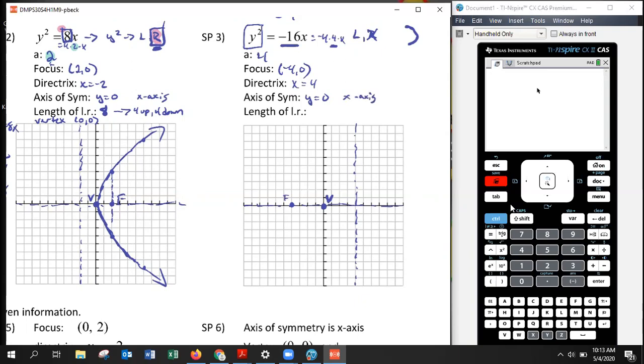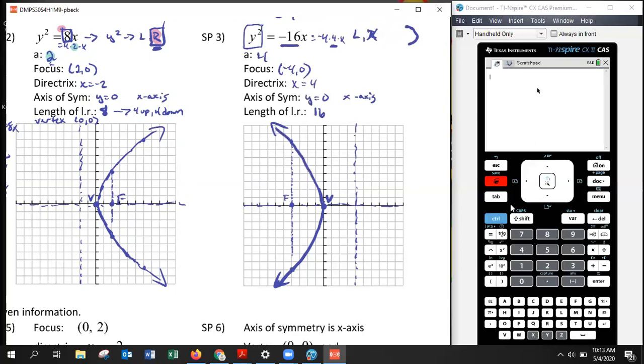The length of the latus rectum is not going to be negative 16 because we can't have a negative length. So the length of the latus rectum is going to be a positive 16. So if we take that positive 16 and we cut it in half, that would be 8. So 2, 4, 6, 8 right here. 2, 4, 6, 8 right here. And there's our parabola created. Whoa. Nothing like getting all crazy there right at the end.